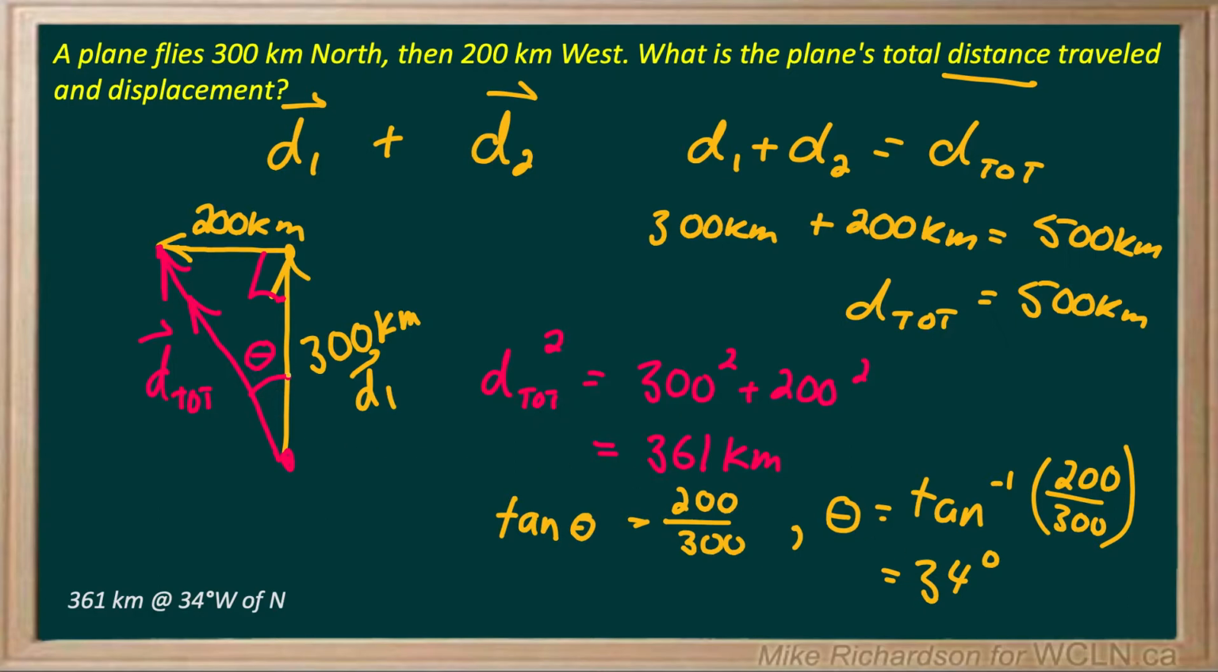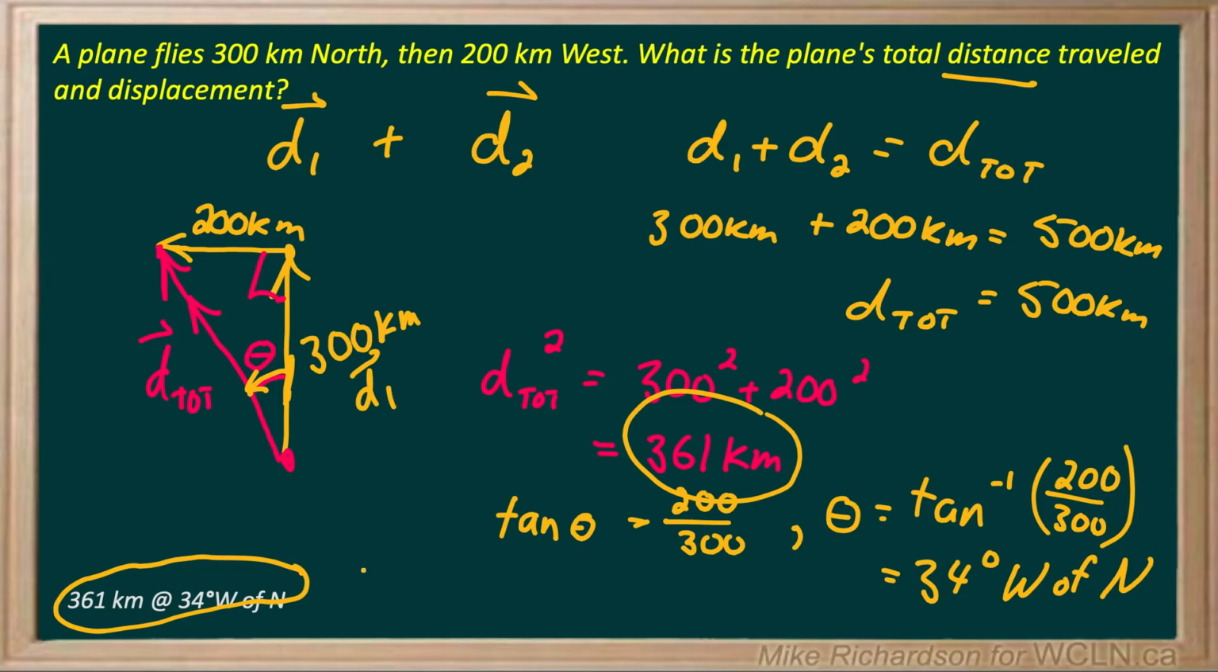And since this is swinging to the west from the north line, I would say west of north. So we have both our magnitude, which is 361 kilometers, and our direction, 34 degrees west of north. And we string those together to get my total displacement of 361 kilometers at 34 degrees west of the north line.